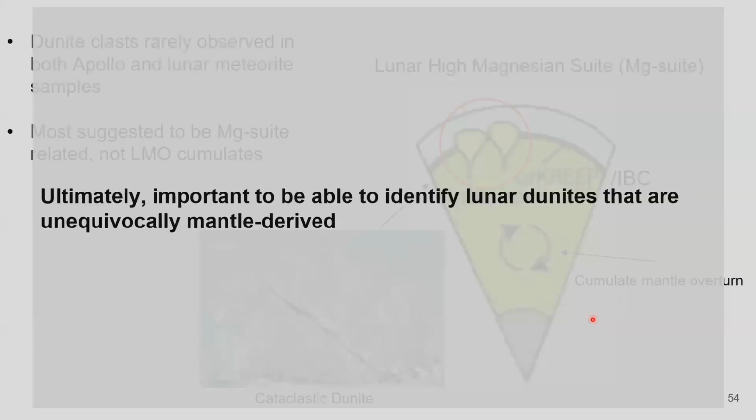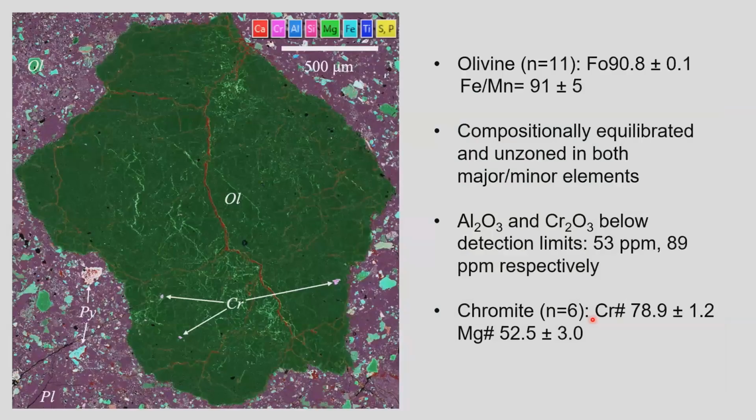So this raises the question, how can we identify lunar dunites that are actually from the mantle? And if we can, what can they tell us about this LMO process? Because again, the whole point of identifying material from the moon is to get a better sense of explaining the models for how you form the moon and evolve it through time. And the more samples we get, the better constraints we can place on that model. So let's look at our dunite clast.